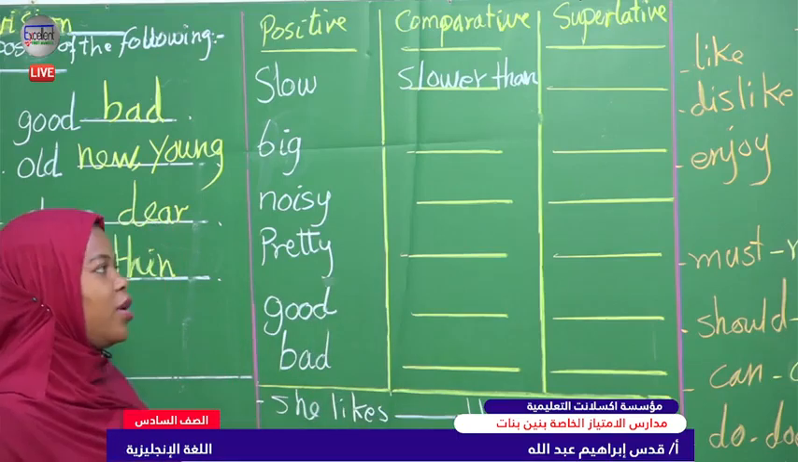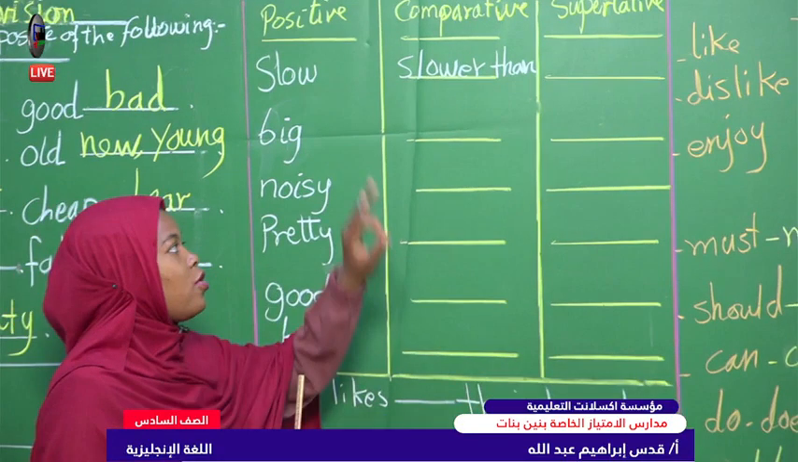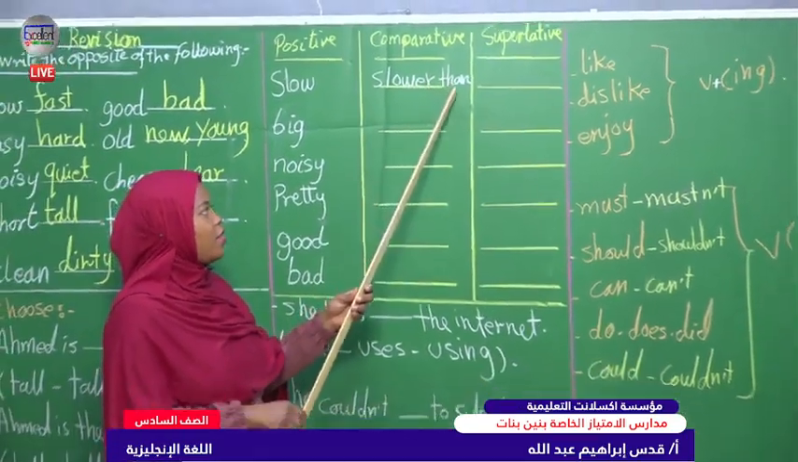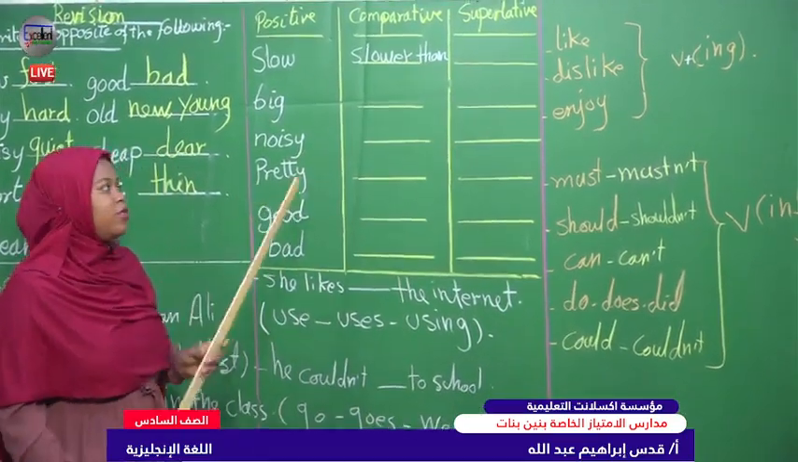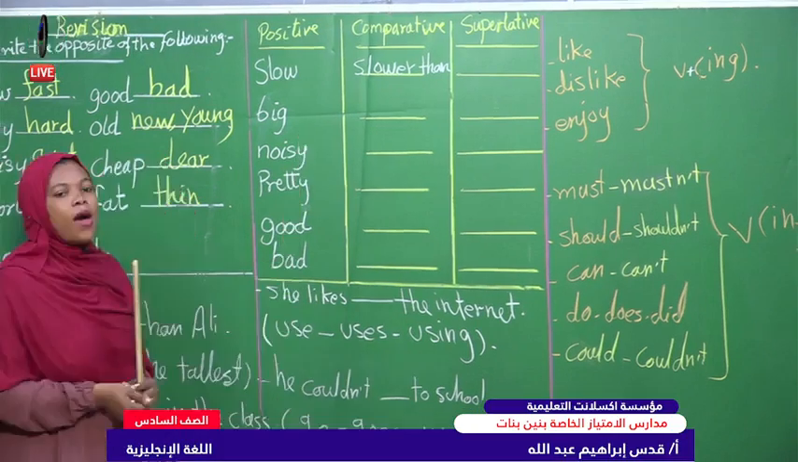لما أجي أقارن بين حاجتين, I should write it in the comparative form. I add er at the end of the adjective. Then I write the word than. Okay, slower than. أبطأ من.